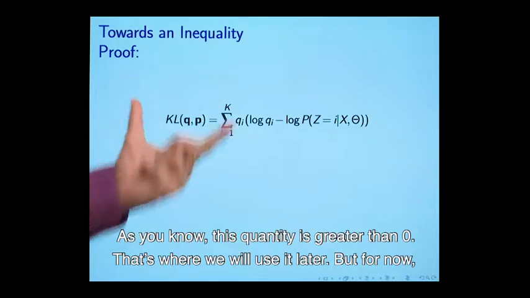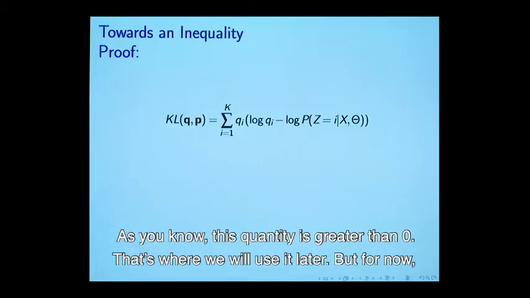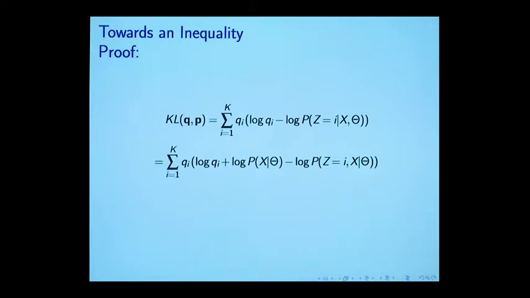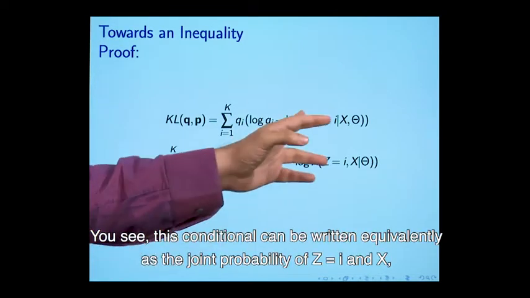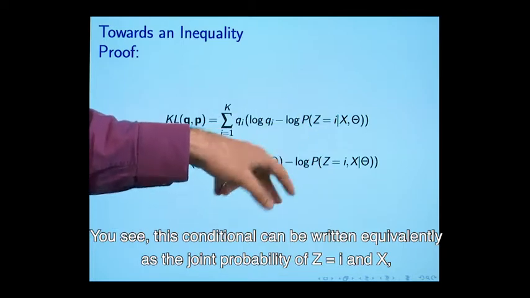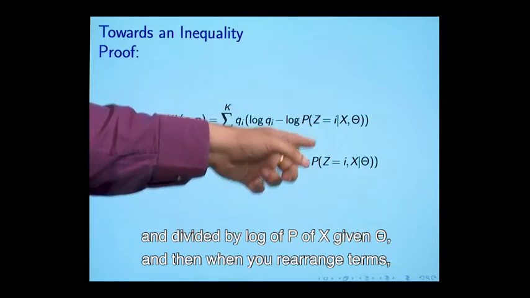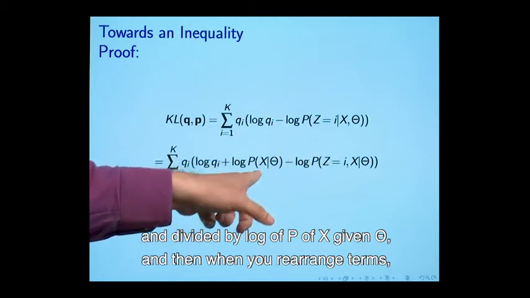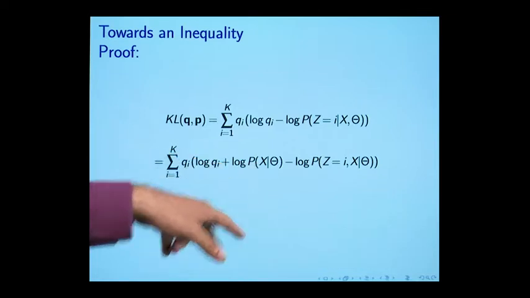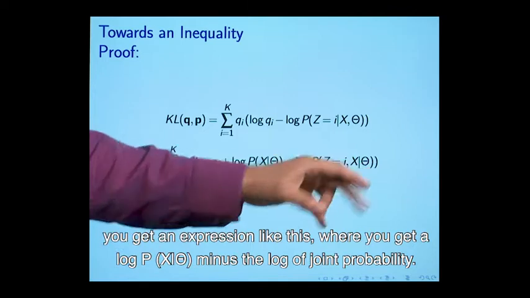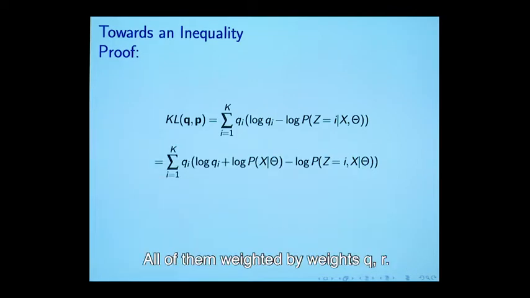Now, as you know, this quantity is greater than or equal to 0, right, that is where we will use it later, but for now let us try to open up this expression in terms of the model. Now, you see this conditional can be written equivalently as the joint probability of z equal to I and x, divided by P of x given theta, and then when you rearrange terms you get an expression like this, where you get a log of P of x given theta minus the log of the joint probability, right, and all of them weighted by the weights Qi.